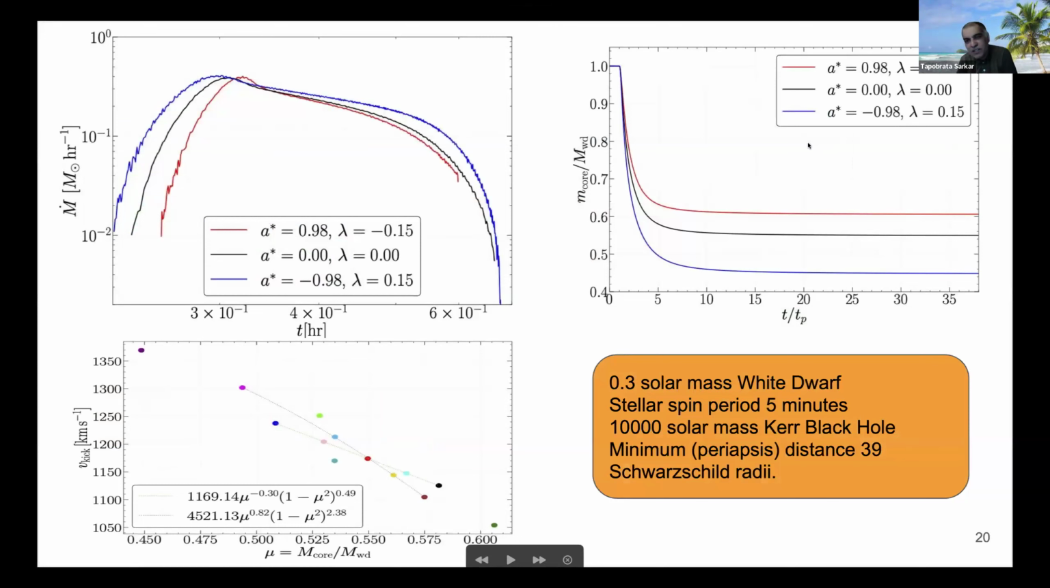the amount of mass left in the core normalized to the mass of the white dwarf, and this is what I've shown. And so basically, here I have plotted something called V kick. That's the last thing I will introduce.